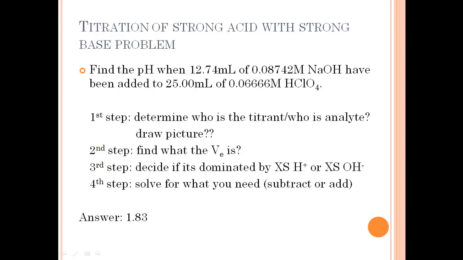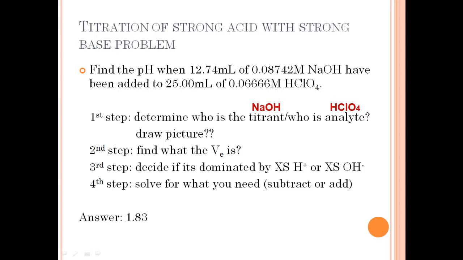First step is to determine who's the titrant and who's the analyte. If you do that, you should get that the analyte is the acid. I mean, it tells you right there, have been added to 25 mL of 0.066 perchloric acid. So the titrant is, of course, the base.